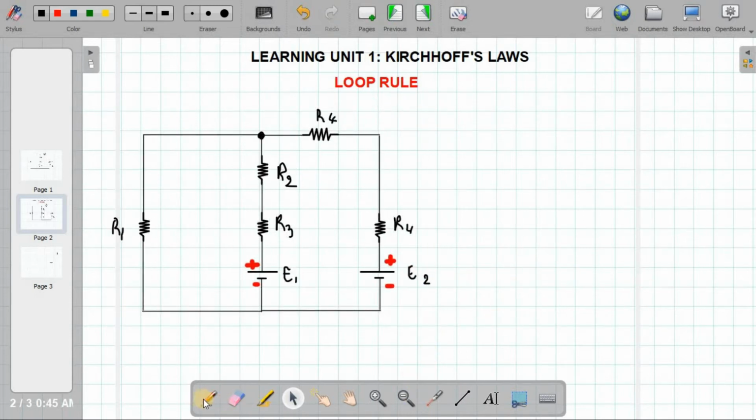For the first equation, focus on the first loop, which is this one. On this loop we have resistor R1, resistor R2, and resistor R3, and we have the source voltage E1. Across each resistor we're going to have a voltage, which is called the voltage drop.